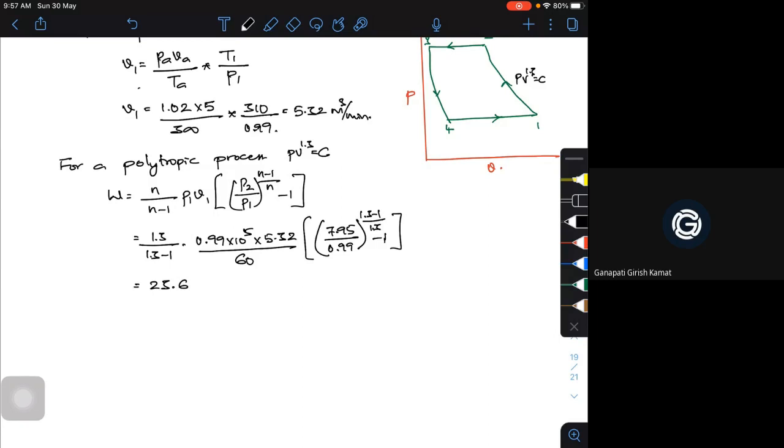If you do it, I am getting roughly around 23.6 kilowatts. If you want, you can cross check this.